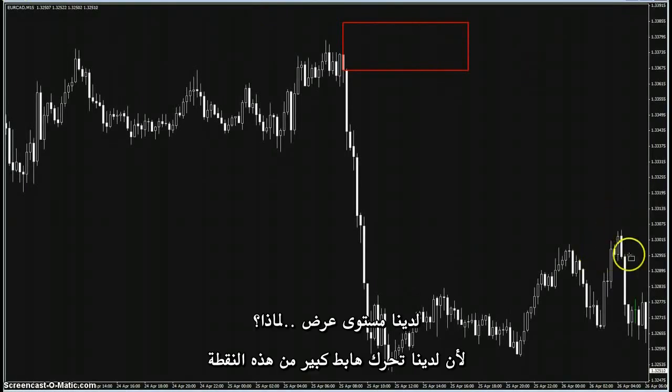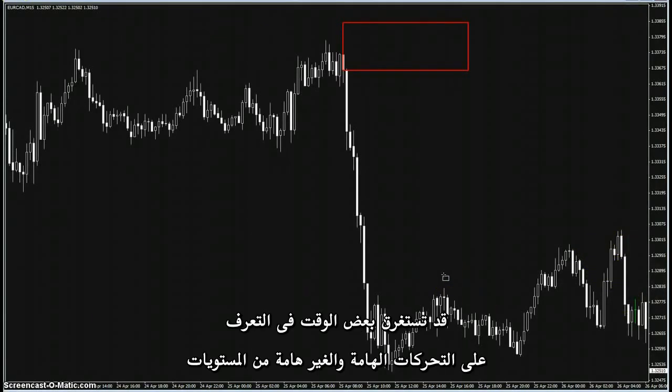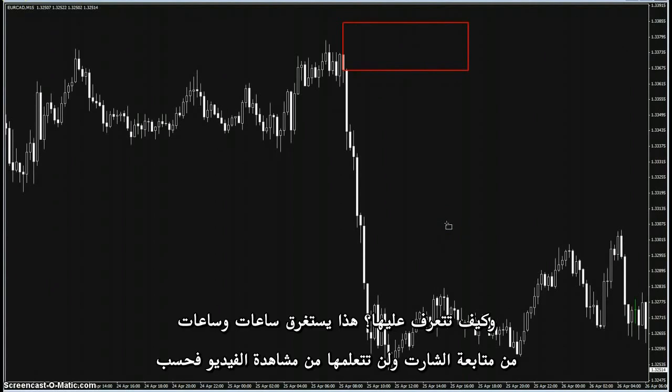Here's another supply level. Now, why is this a supply level? Because we get a significant move down from this level. Again, it does take some time to learn how to identify what's a significant move and what's not a significant move from a level. And again, how do you determine that?